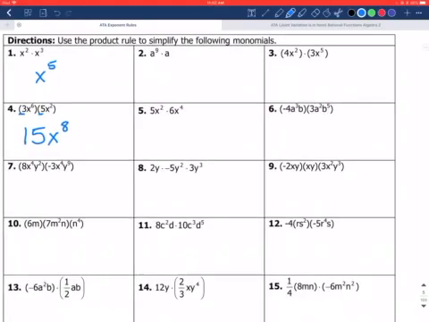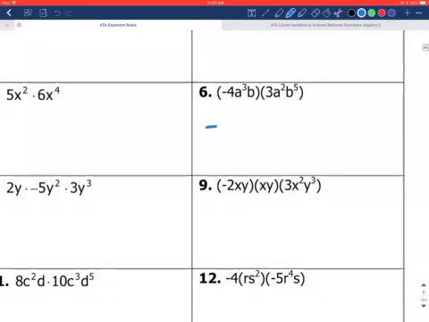For number 6, we are multiplying our coefficients. So that will be a negative 12. And then for our exponents, we're adding. So that will be a to the 5th, 3 and 2. And then for this b, this is b to the 1st.